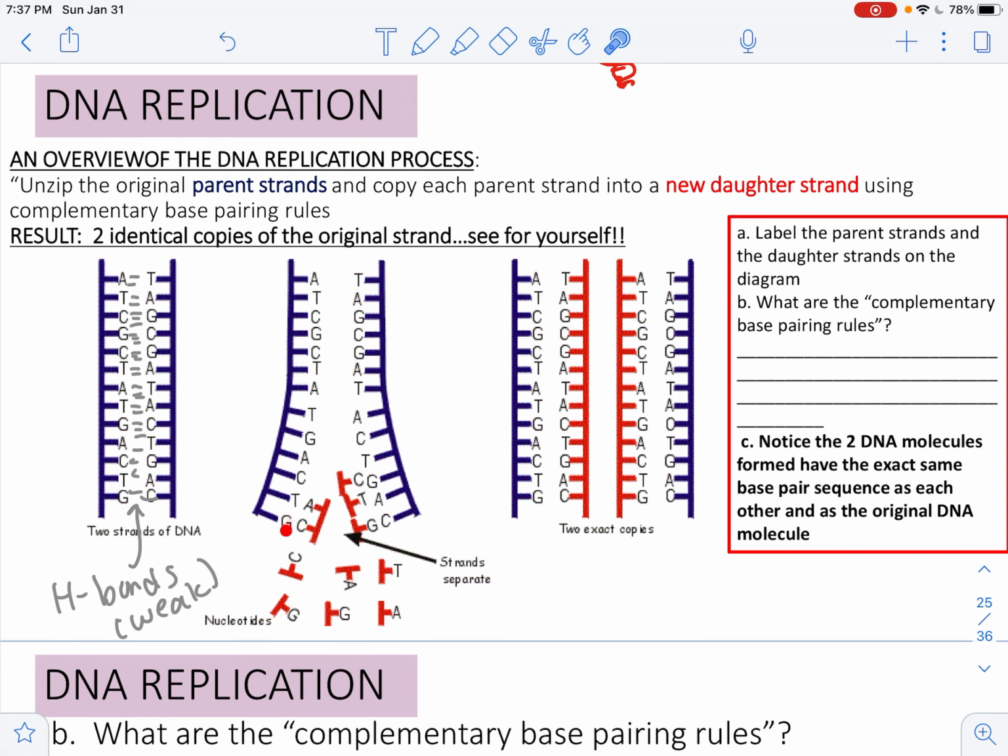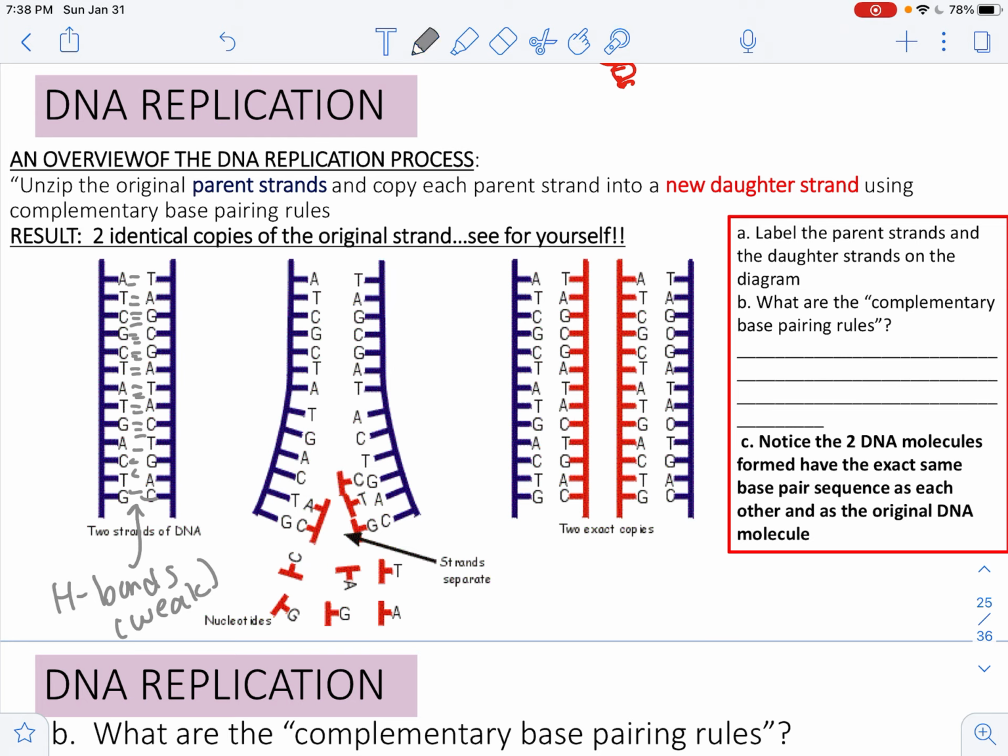Then we have these exposed bases, and we use the complementary base pairing rules. An enzyme's going to do all of this. There are free nucleotides hanging out in your cell, in your nucleus. Remember, there are 4 different kinds, depending on whether it has A, G, C, or T. And you just use the base pairing rules. If there's a G, you put a C. If there's a T, you put an A. An enzyme does this, and you should be able to do this.